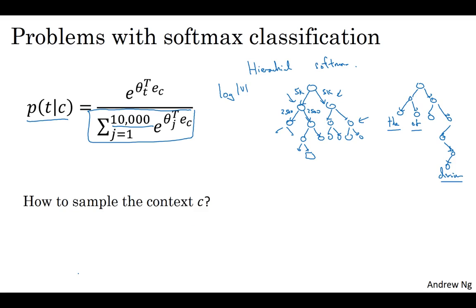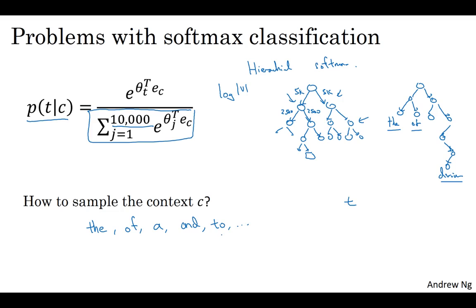But before moving on, one quick topic I want you to understand is how to sample the context C. Once you sample the context C, the target T can be sampled within, say, a plus or minus 10 word window of the context C. But how do you choose the context C? One thing you could do is just sample uniformly at random from your training corpus. But if you do that, you find that there are some words like the, of, a, and, to, and so on that appear extremely frequently.